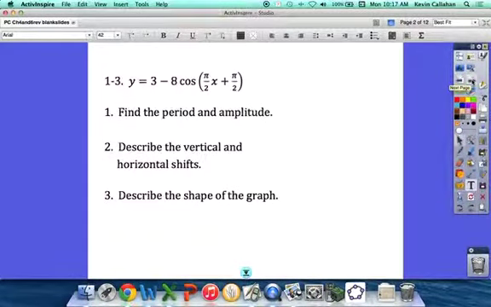Okay, let's go over the quiz. The first few questions are about this equation of a cosine function.